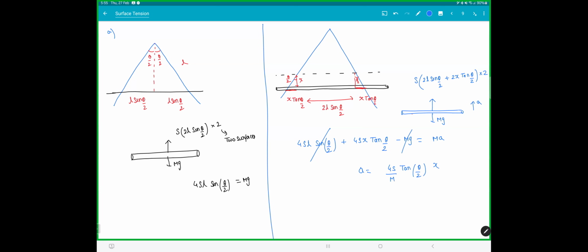Is this clear, everyone? So when you pull the rod by x downward, you have increased the length of the rod. So the surface tension force becomes more than the weight. So the rod accelerates up, into 2 because two surfaces. Is this clear, everyone? Any doubts on this? Next one.